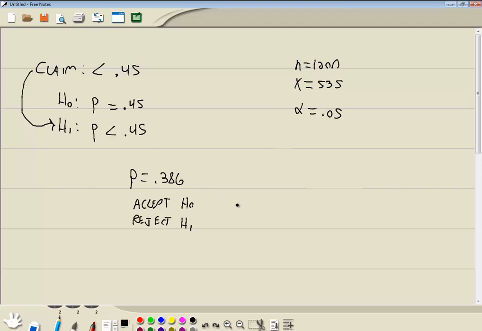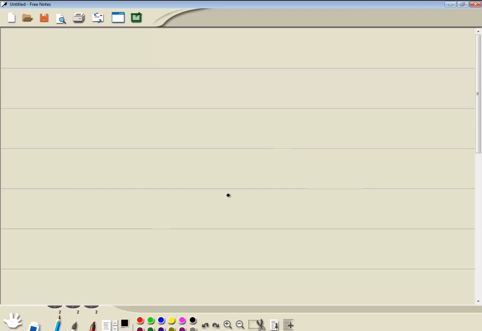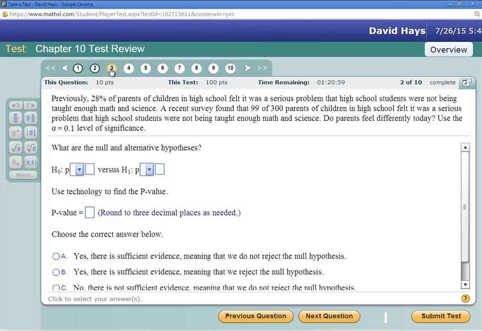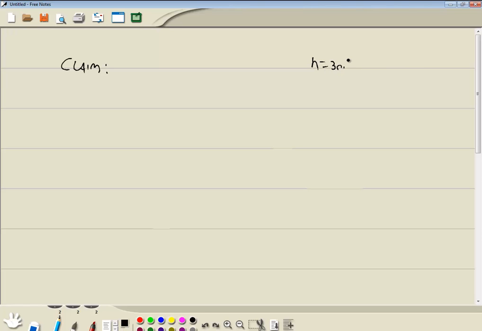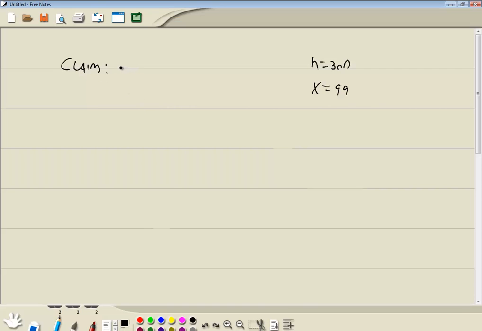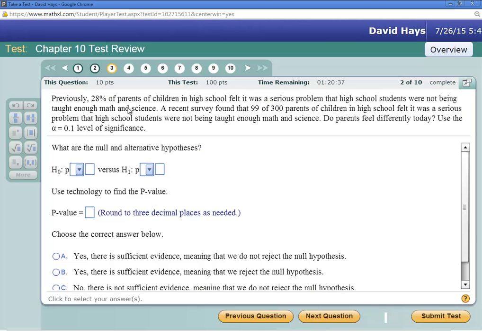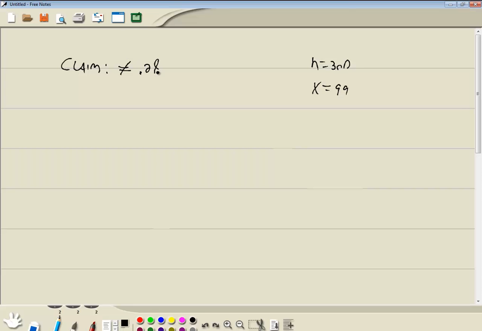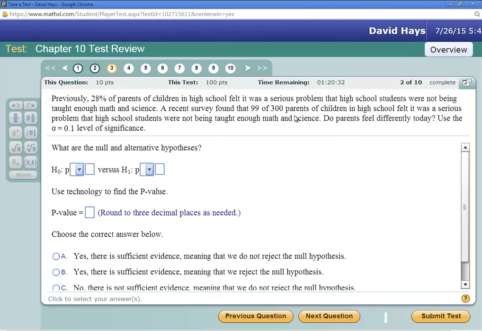Let's take a look at this one. Previously 28% of parents of children in high school felt it was a serious problem and they were not being taught. A recent survey found that 99 of 300, so n is 300 and x is 99, felt it was a serious problem. Do parents feel differently today? Different than then means not equal to what it was before, so not equal to 0.28. And alpha is 10%.